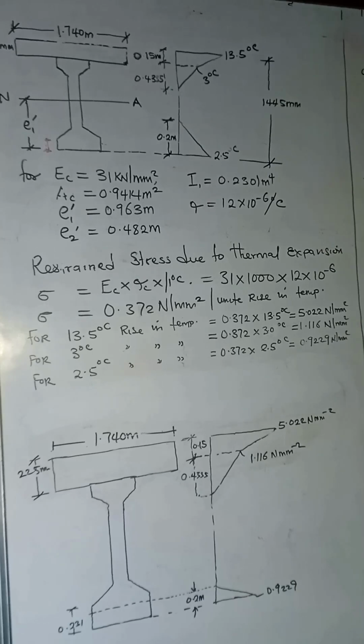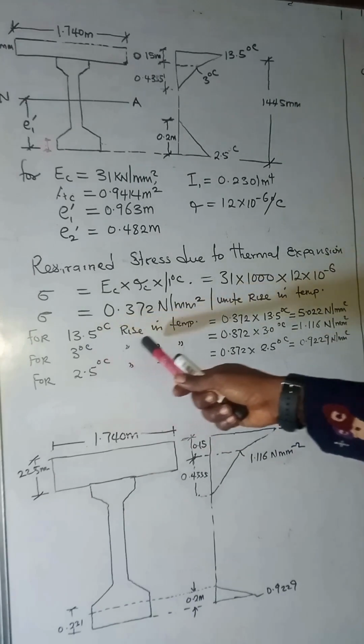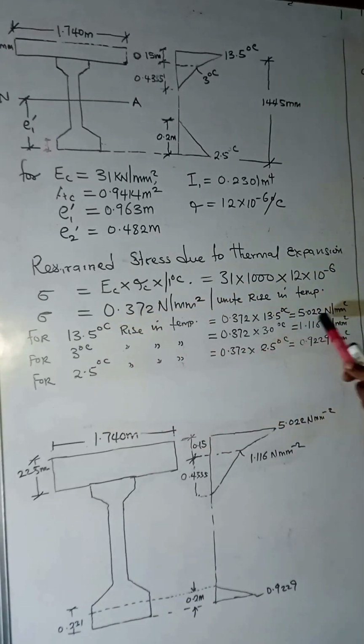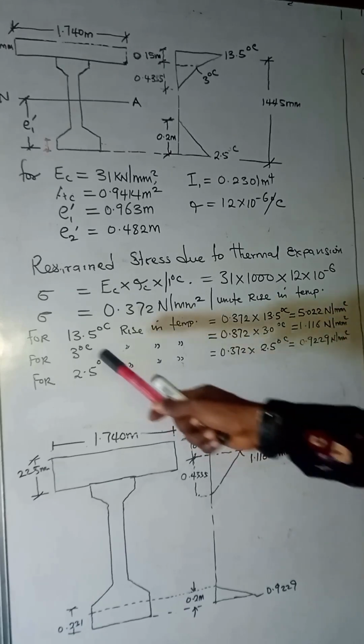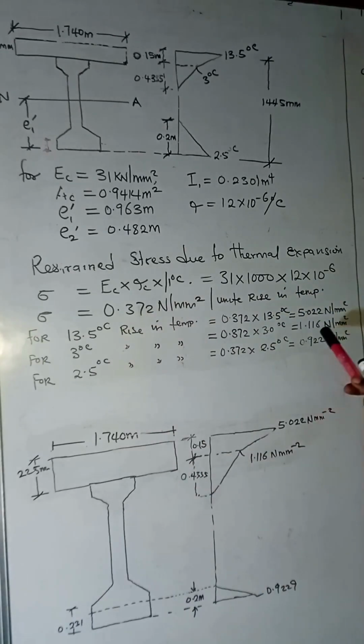Okay. Now this stress is stress per unit rise in temperature. So for every rise in temperature, the stress value changes. So for a 13.5 degree rise in temperature, we are going to have the stress value to be 5.022 Newton per millimeter square. For a 3 degree rise in temperature, we'll have it to be 1.116 Newton per millimeter square. For a 2.5 degree rise in temperature, we have it to be 0.9229 Newton per millimeter square. So these are the temperature variation and the equivalent stress variation for these corresponding temperatures.